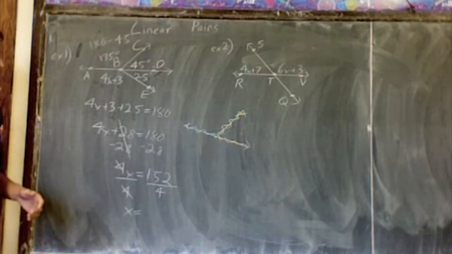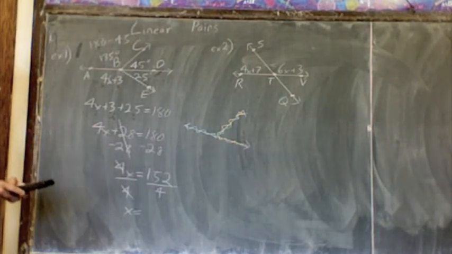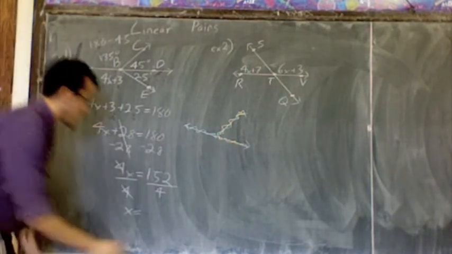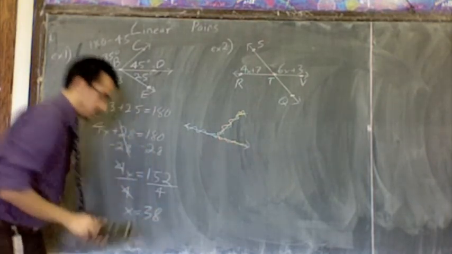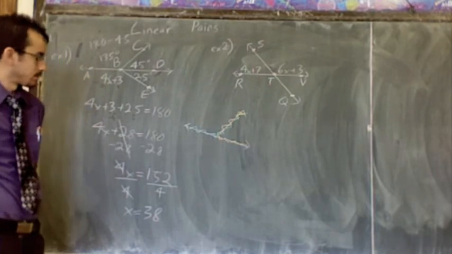what is this? Why can't I think of this in my head? That's kind of embarrassing. 152 divided by 4, 38. It's been a long day. Okay. X equals 38 there.